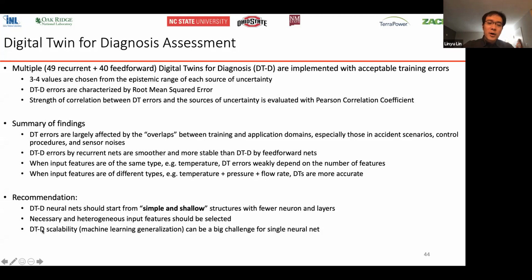And also we found out that scalability of diagnosis is a big challenge if we're using single neural nets to cover a wide accident scenario, because it really depends on the overlaps between the training and application domain.